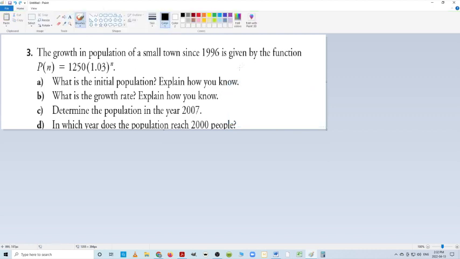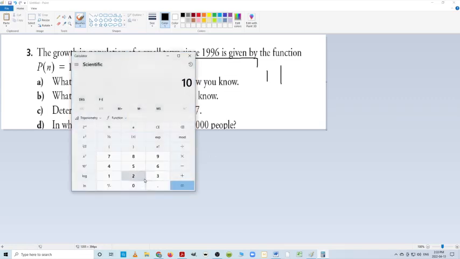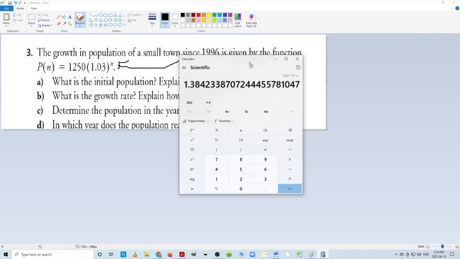Determining the population by 2007, well, you have to realize that this represents year 0. So 2007 would be 2007 minus that, which is 11 years, which means I have to put an 11 in here. So I do 1.03 to the power of 11, times the initial population. Whoops, I accidentally put that to the power. There, the population grew to 1,730.3 people, or if you want, 480 new people in 11 years.